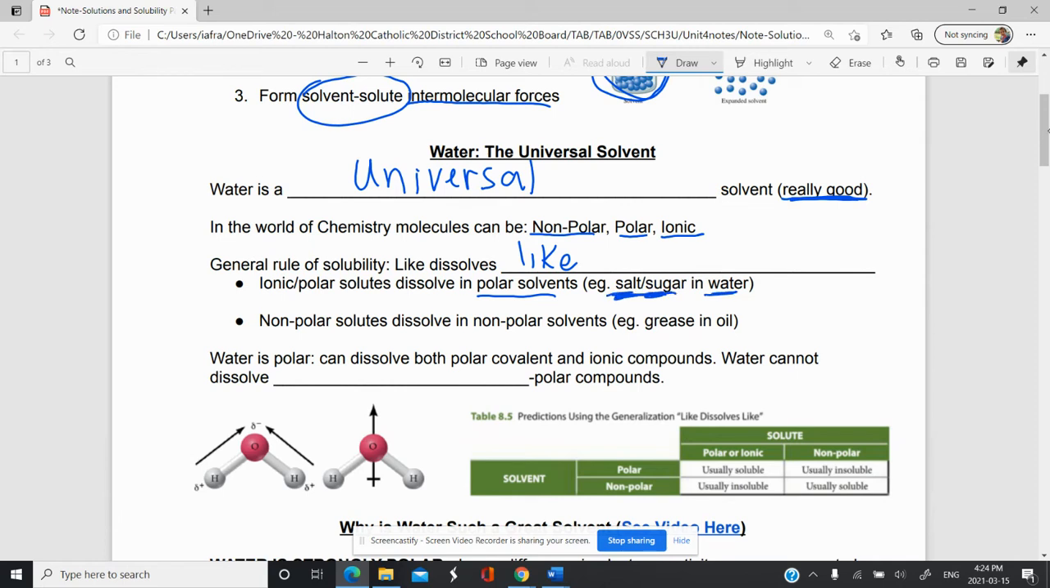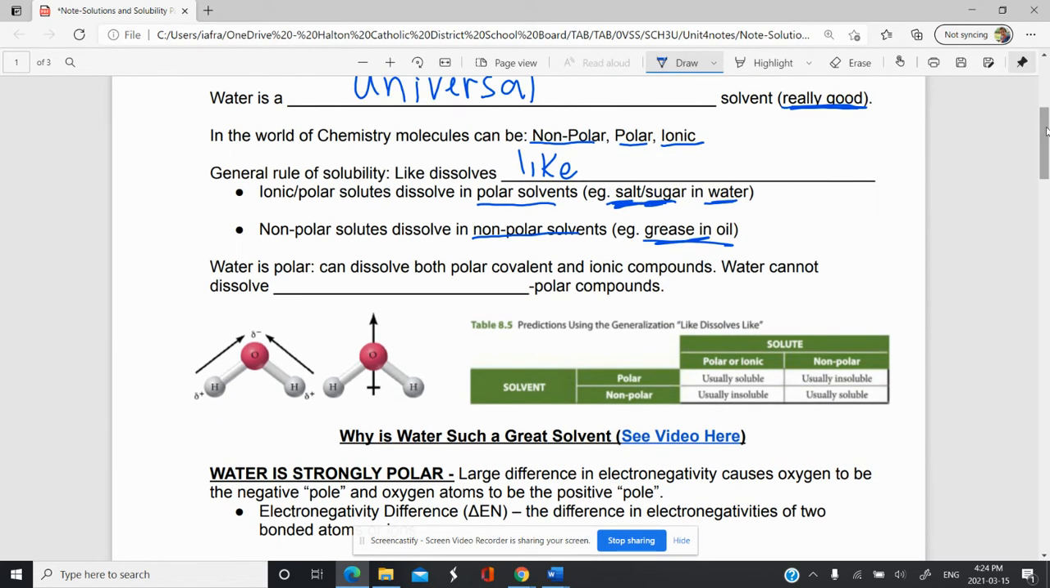And nonpolar solutes dissolve in nonpolar solvents. So for example, oil and water will not mix together because oil is nonpolar and water is polar, or grease in oil that's nonpolar. So remember that water is a polar molecule. And so what that means is it can dissolve both polar covalent compounds and ionic compounds. Water cannot dissolve nonpolar compounds.